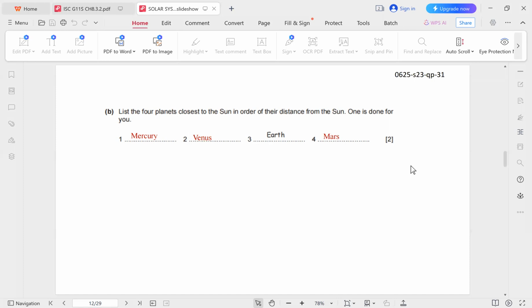Mercury, Venus, Earth, and Mars are the 4 that are close to the sun. And then we have Jupiter, Saturn, Uranus, and Neptune. These are the ones that are far away from the sun.